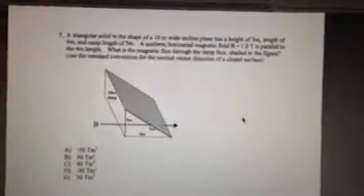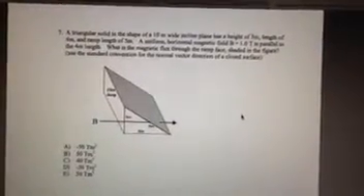In this video, I will explain problem number 7 from exam 2. In this problem, we have a triangular solid, and we want to figure out the magnetic flux through the ramp face. So first, we're going to look at this picture that I drew here, and we know that the flux through the entire thing is going to be equal to 0 because it's a closed surface.